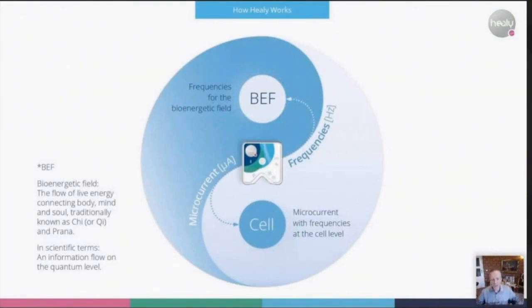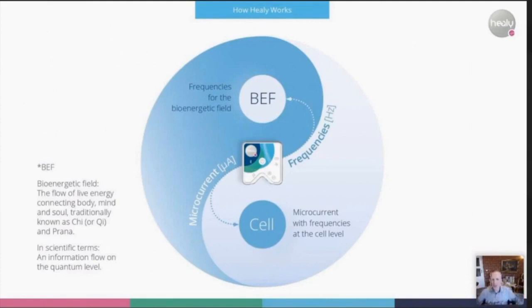We still have the Healy in the center, and from the Healy we have microcurrent frequencies going in two directions. One direction is the microcurrent with the low frequencies, where the microcurrent itself is more predominant. And the other is the microcurrent with the high frequencies, where the frequencies are in the foreground. They are more predominant. So looking down, the low frequency modulated microcurrent actually aims at the cellular level, with the goal to increase the cellular energy.